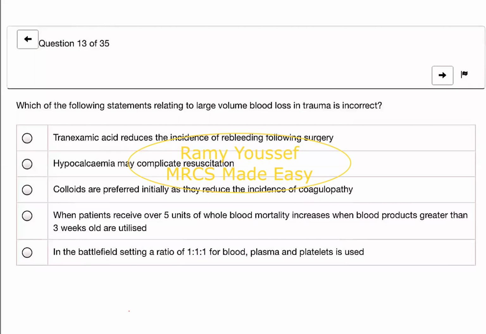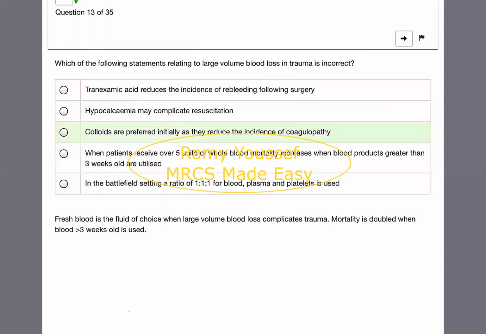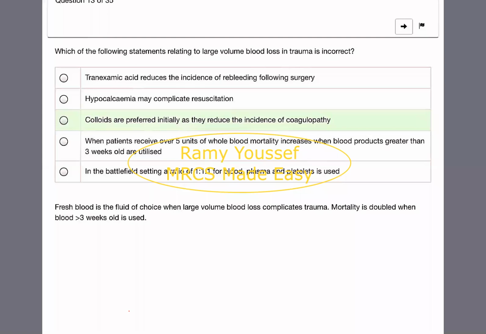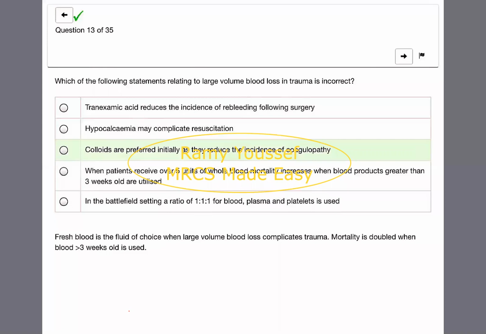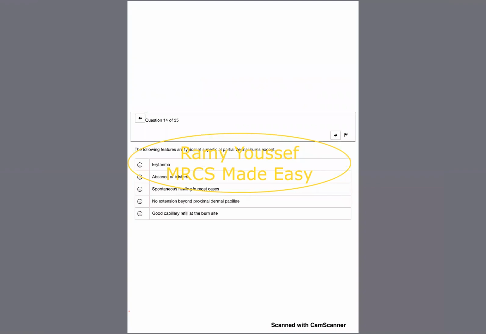In trauma, we prefer crystalloids over colloids at first. We don't prefer to give colloids early. We give crystalloids in the start of any trauma. Tranexamic acid we use, hypocalcemia yes, happens. When a patient receives more than 5 units of whole blood, mortality increases. In a battlefield setting, a ratio of 1:1:1, and I think we have a question about this trauma transfusion ratio: 1 fresh frozen plasma, 1 packed RBCs, and 1 platelet. So the only one wrong is that colloids are not preferred initially. We prefer to give Hartmann solution in the start of any trauma or bleeding. Okay, next question.